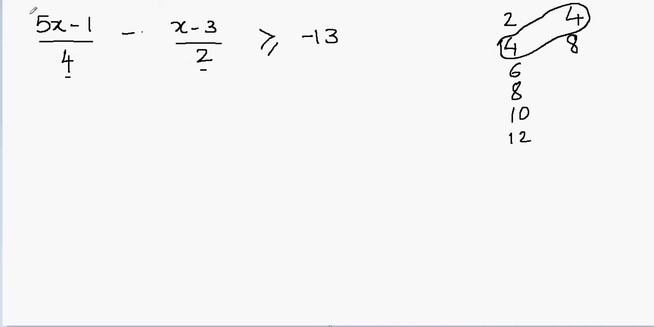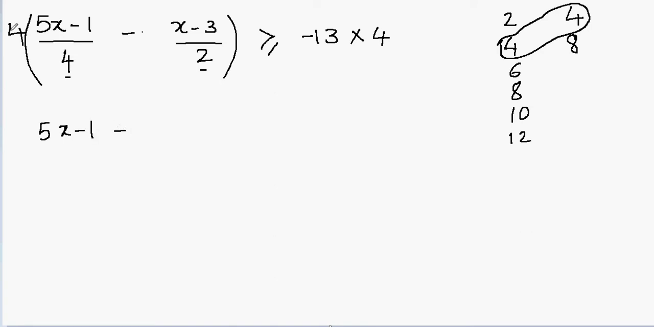Now, how do we multiply? We'll multiply this whole thing by 4 and then this thing by 4. So you multiply by 4 on both sides of the inequality. Now what you can do is just distribute 4 inside the parentheses. So 4 and 4 will cancel out each other in this case, and we'll just have 5x minus 1 remaining inside. And then we have the minus sign.